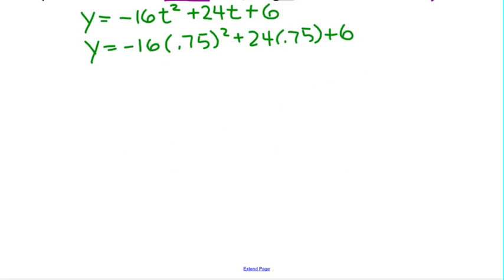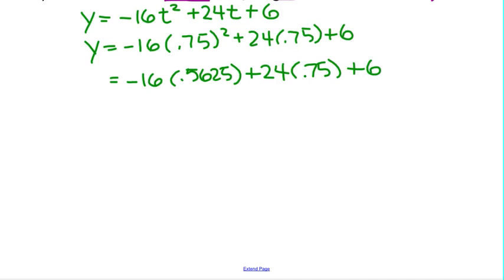Now we do our PEMDAS, we do our exponents first. 0.75 times 0.75 is 0.5625. Leave everything else alone. Then we'll take care of our multiplication next. So negative 16 times 0.5625 is negative 9. And then 24 times 0.75 is plus 18, and then we have plus 6. So negative 9 plus 18 plus 6 is 15. That's your y value of your vertex.